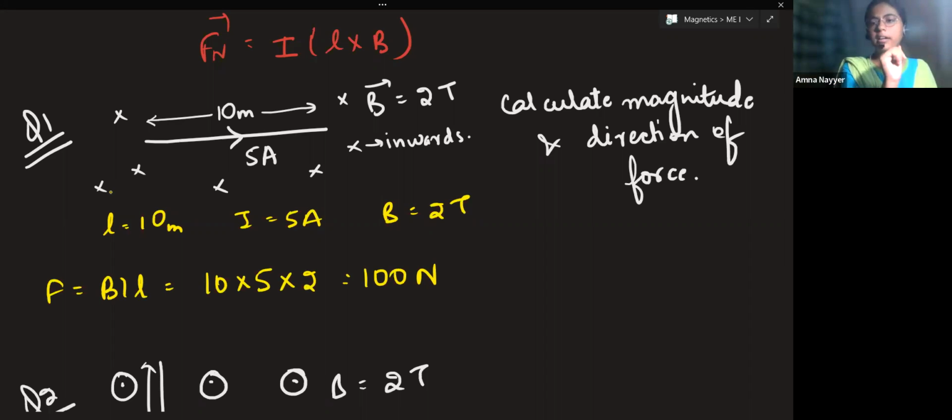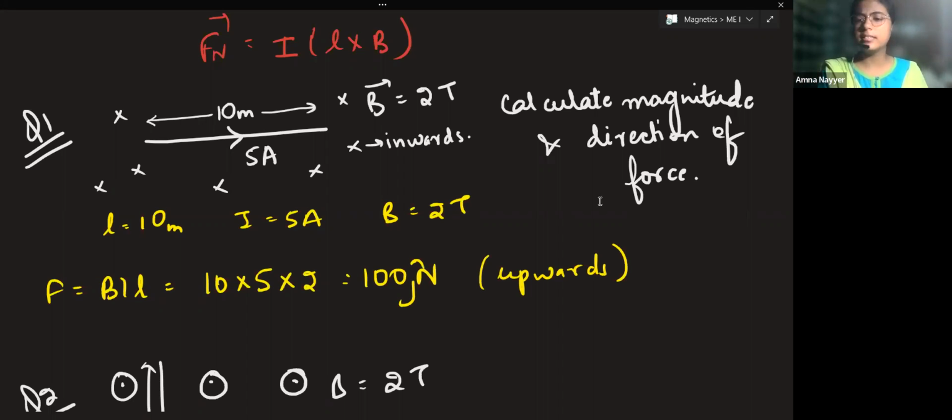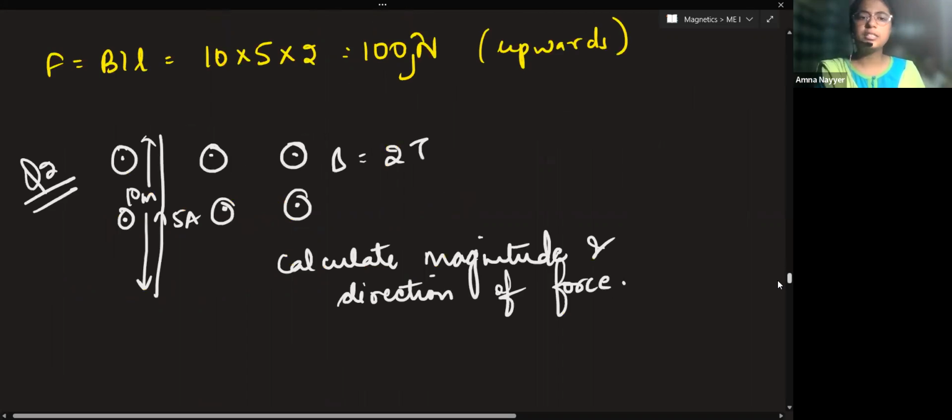And regarding the direction, what did we study in the right hand thumb rule? Place your right hand along the direction of current, curl your fingers towards the direction of magnetic field, and the thumb gives you the direction of force. So this will be upwards. You can write upwards, or you can even write J cap. J cap defines that this is upwards. So direction we have already studied. This is a very easy topic, BIL to remember. Let's see one more question.